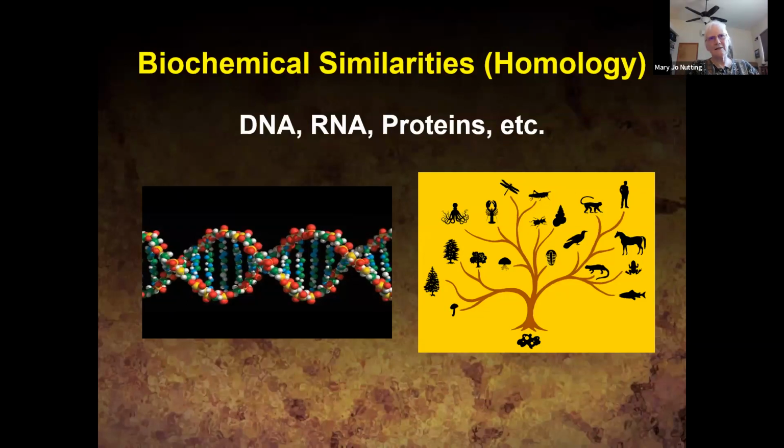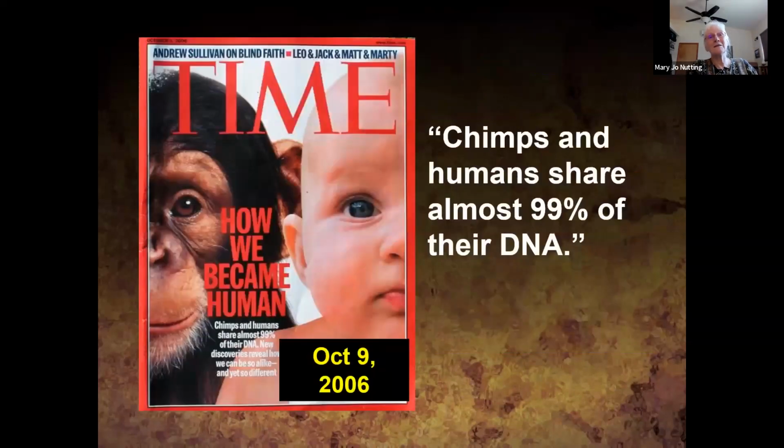The one they're using a lot today is biochemical similarity or homology. And they look at things like DNA and the structure of the DNA or the RNA or the protein, the lineup of amino acids and proteins. And from those similarities in chemicals, they try to come up with the tree of life, that famous evolutionary tree of life. Things that are closer related, they say, are going to share more DNA. Then they give you something like this. This was published in Time magazine way back in 2006, but it said how we became human. And in that article, it says chimps and humans share almost 99% of their DNA.